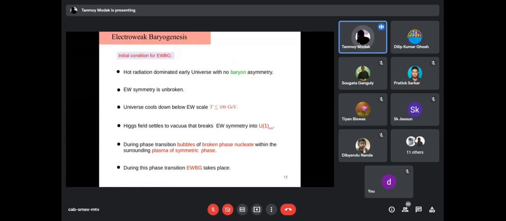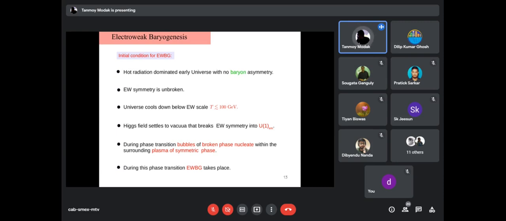Okay. So what is electroweak baryogenesis, and what are the conditions that you require for it? You need a hot radiation-dominated universe before electroweak baryogenesis. At that stage, electroweak symmetry is unbroken, so it's called the symmetric phase. Then the universe cools down below the electroweak scale, which is roughly a temperature of 100 GeV. Once the temperature goes below this energy scale, the Higgs field settles to a vacuum, and that vacuum breaks electroweak symmetry into U(1) electromagnetic. And during this phase transition, bubbles of broken phase form.